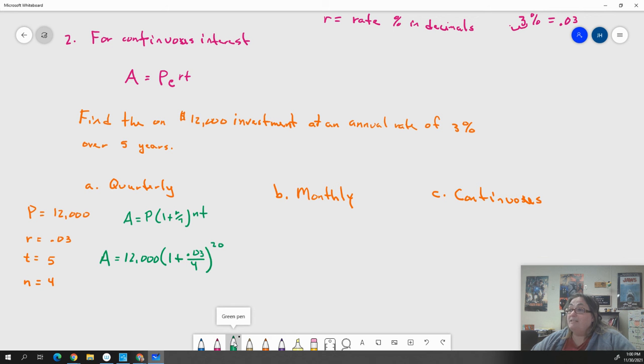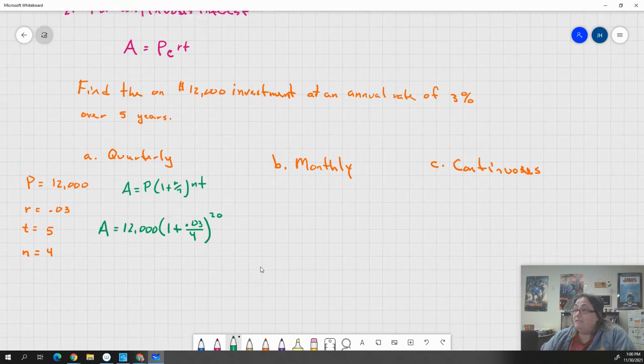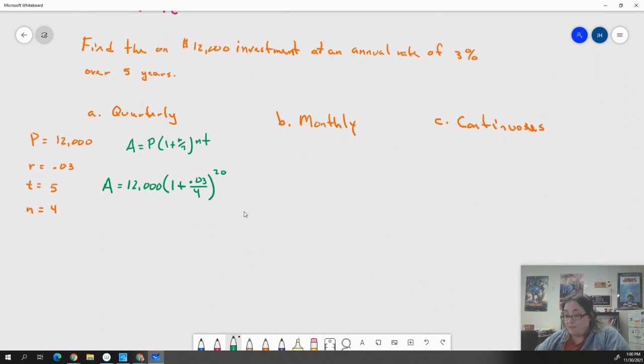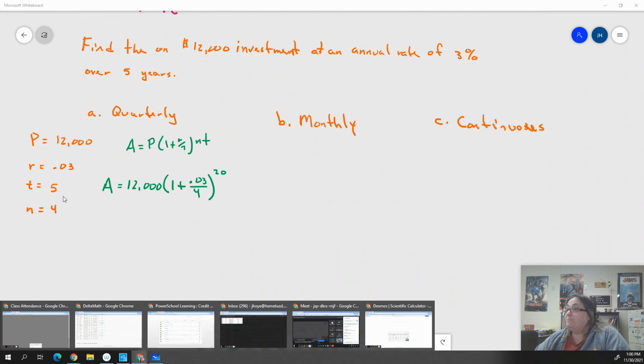NT. And so all you have to do is plug this into a calculator. I like to do it in pieces a little bit, but it's literally all we have to do. Wait, so how did you get to 20? I multiplied my T times my N. See how it says raised to the NT power? Okay. So I took 4 times 5, and that gave me 20.